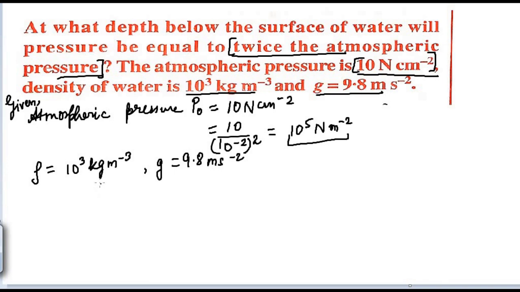Now we have to find out the depth below the free surface of water where the pressure is twice the atmospheric pressure. So let that depth be h.